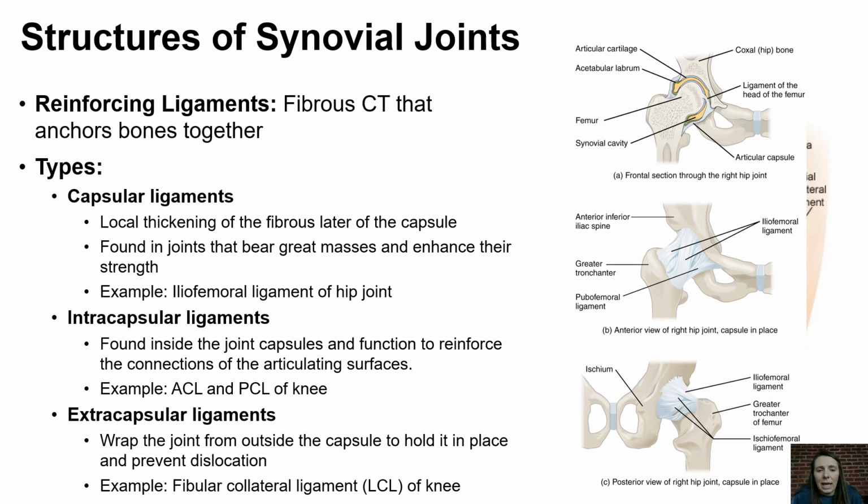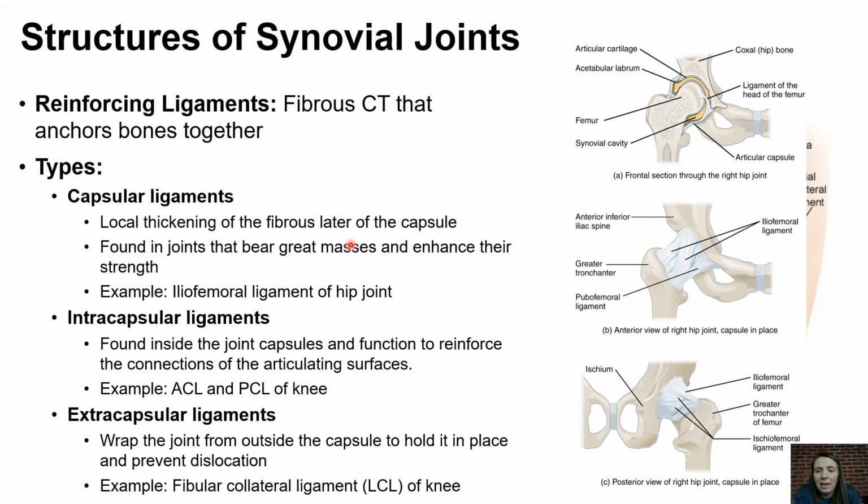First type here would be capsular ligaments. Capsular ligaments are just a local thickening of that fibrous layer of the capsule. So remember on the last slide I was talking about the fibrous layer being just the extension of the periosteum. These capsular ligaments would be that extension of the fibrous layer. And I just noticed that there's a spelling error on here too. That should say layer. The capsular ligaments are going to be found in joints that bear a lot of weight, and they function to just enhance their strength.